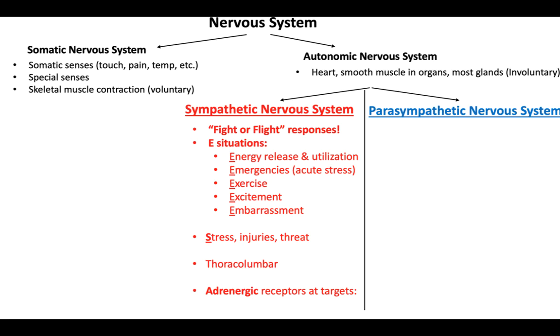So they use adrenergic receptors, and those can be classified either as alpha or beta adrenergic receptors. All right. So for example, the heart has beta receptors. That's how the heart knows when it's getting told by epinephrine or norepinephrine to speed up. All right. So these are all things related to the sympathetic division.